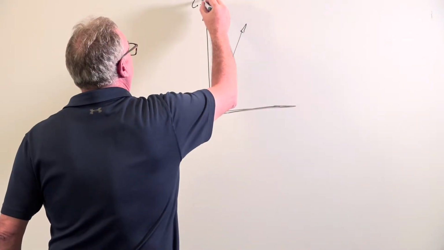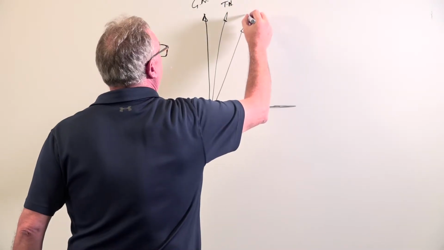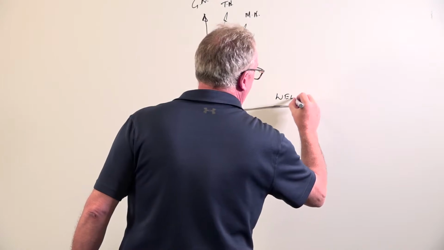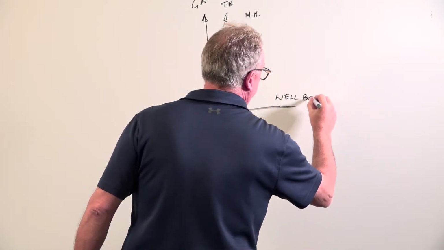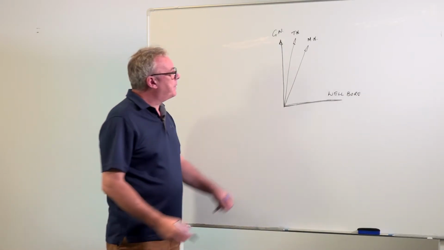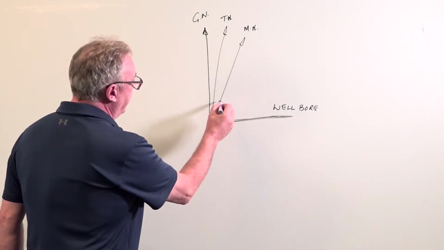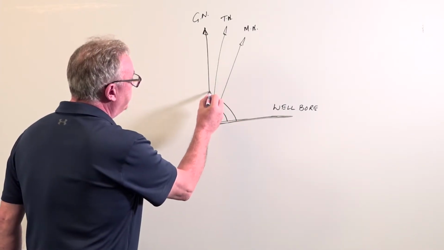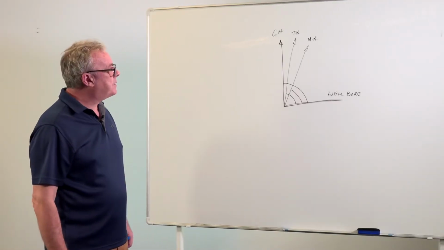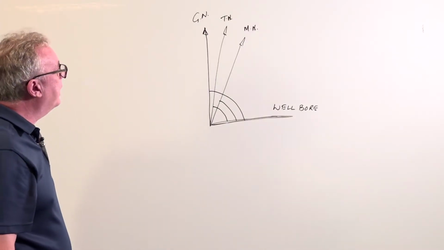So I'm going to have a grid north, I'm going to have a true north direction, and I'm going to have a magnetic north direction, and here we're going to have our wellbore direction. So how we can describe the azimuth of the wellbore can be with respect to true north, it can be with respect to magnetic north, or it can be with respect to the grid north. So I'm going to have three different potential angles describing the azimuth of the wellbore from each of the three north references that we have.